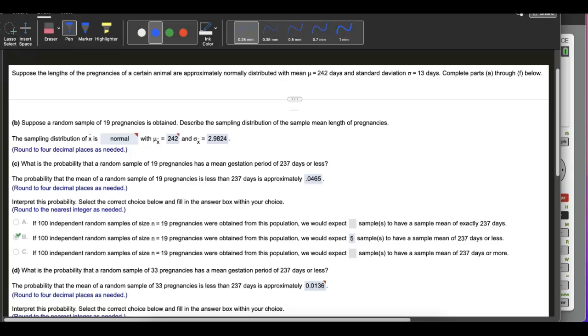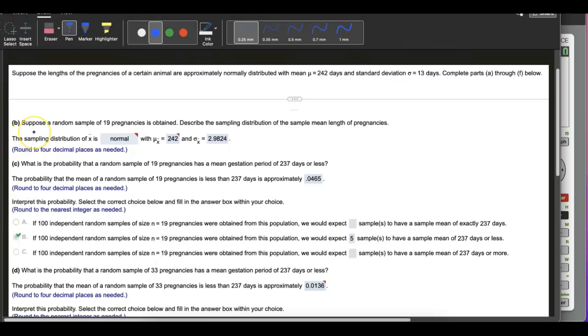Let's suppose that the lengths of the pregnancies of a certain animal are approximately normally distributed, with a population mean of 242 days and a population standard deviation of 13 days. We're only going to look at a few of these parts of the problem. There were multiple parts, even more than this.